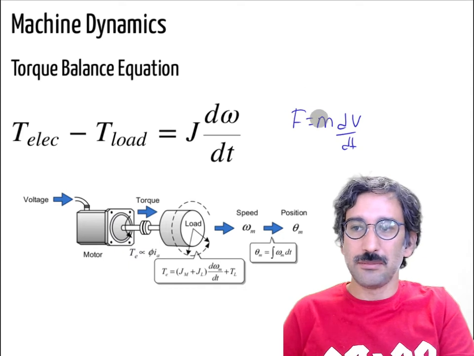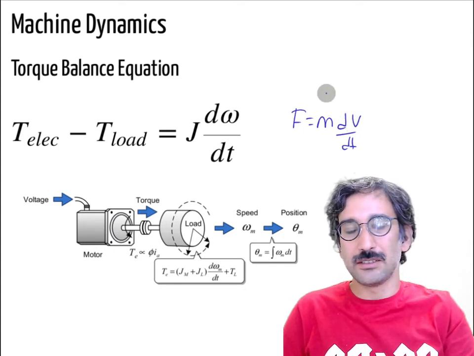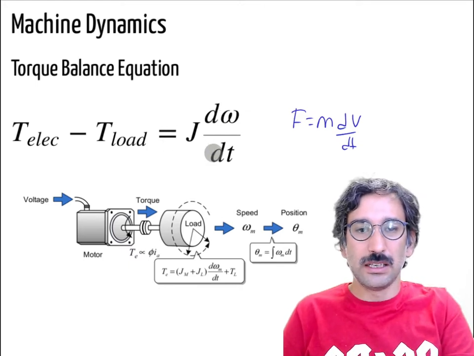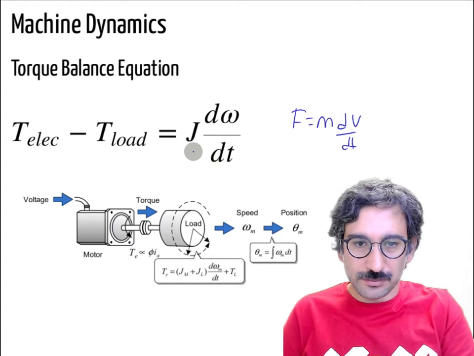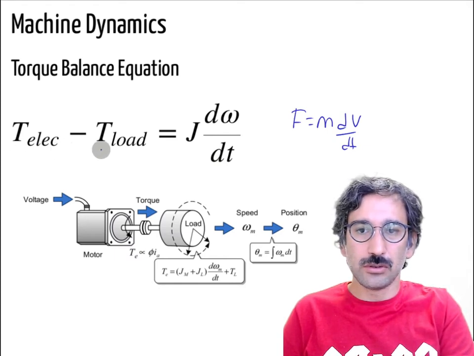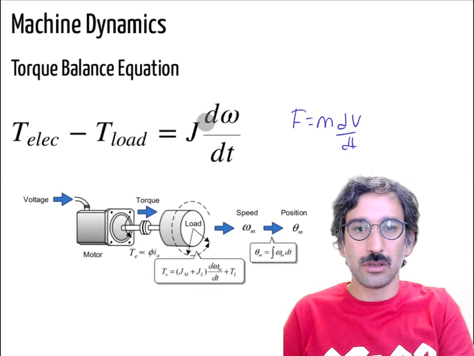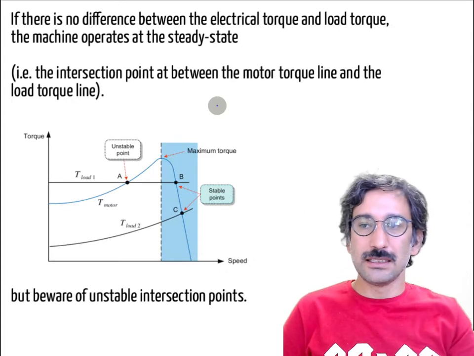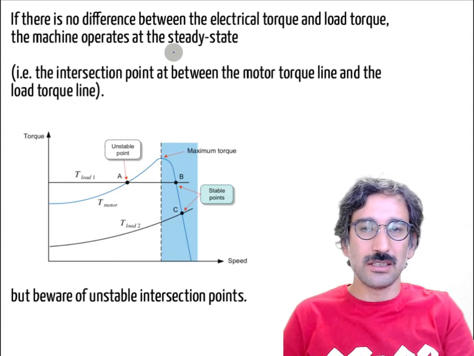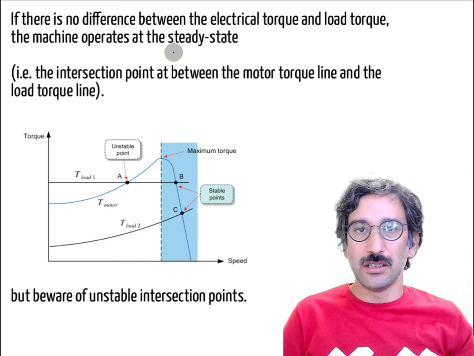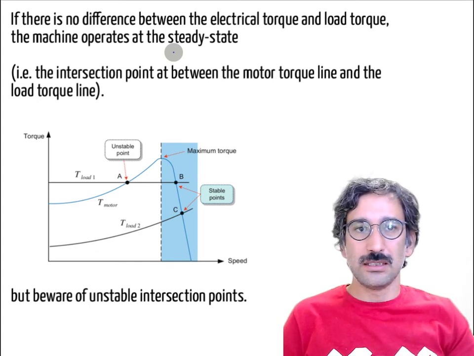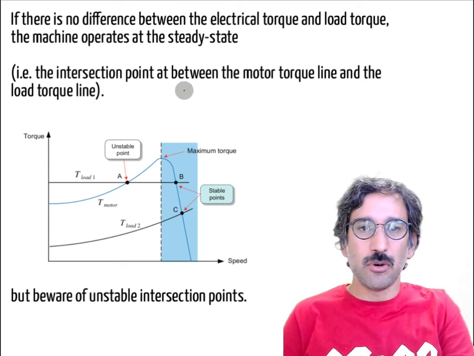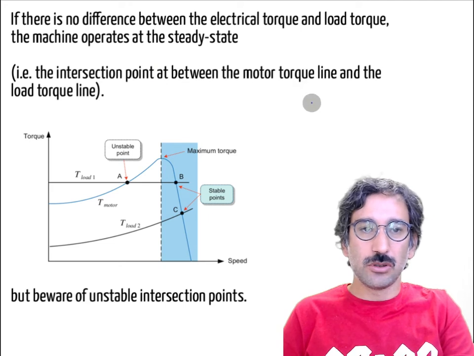So if you supply some net force, then in linear systems the system will get accelerated, and in rotational systems its rotational speed will increase. Whenever you have equal electrical and load torque, that means dω/dt will be 0, so the system will operate at steady state conditions. So whenever there is no difference between the electrical torque and the load torque, the system operates at steady state. Those define the intersection points between the motor torque line and the load torque line.